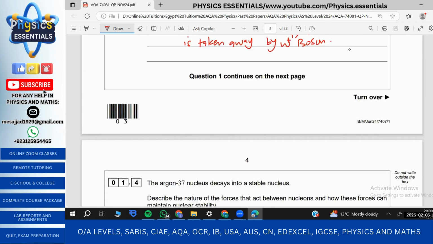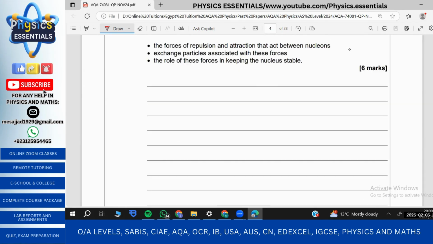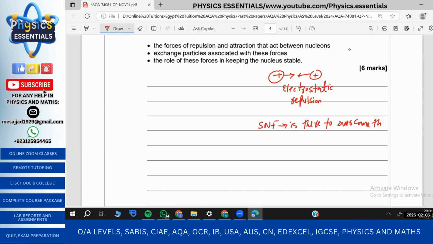Okay, so first of all, if two protons are coming close to each other, they are going to repel each other, right? This is called electrostatic repulsion. And who is going to overcome this electrostatic repulsion and force all the protons to stay inside the nucleus, keep calm? No fight. So that is actually the strong nuclear force. Strong nuclear force is there to overcome this electrostatic repulsion, right?